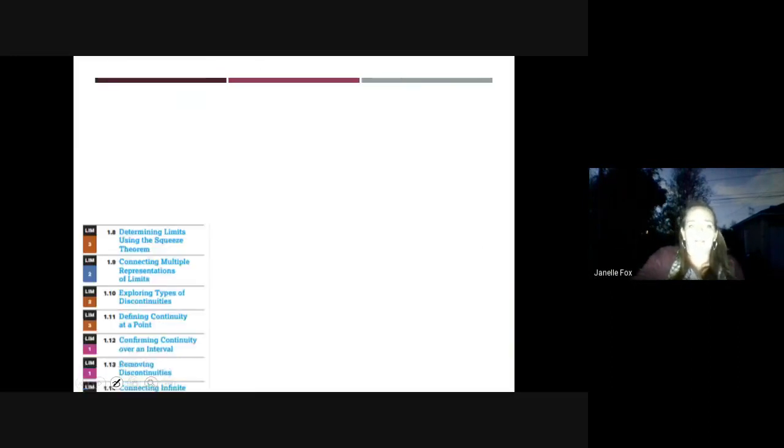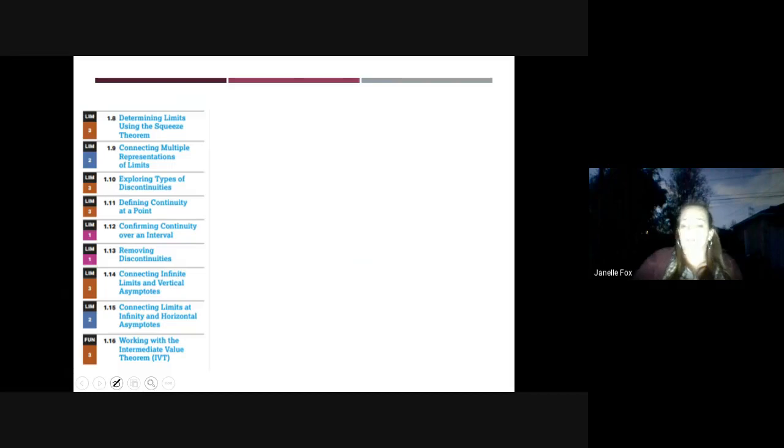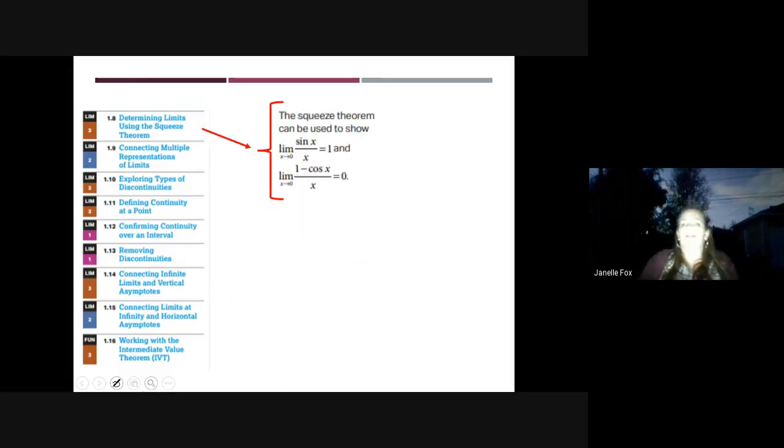Other things that were in this unit: the squeeze theorem. Do you remember what the squeeze theorem is? I asked you way back to memorize the fact that the limit as x approaches 0 of sine of x over x is 1. We kind of saw it graphically, but we could also do it using the squeeze theorem, pinning it between two things that we knew both had a limit at that spot. So you could use the squeeze theorem.